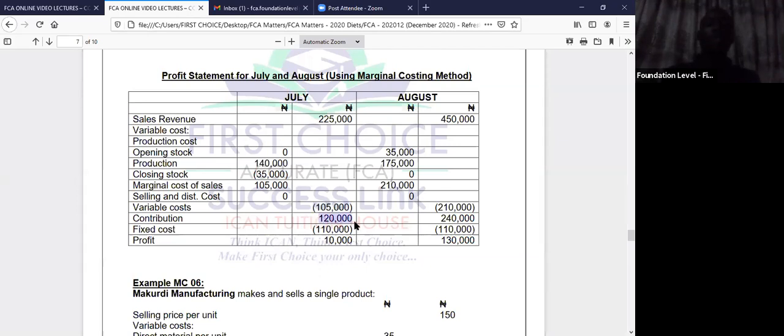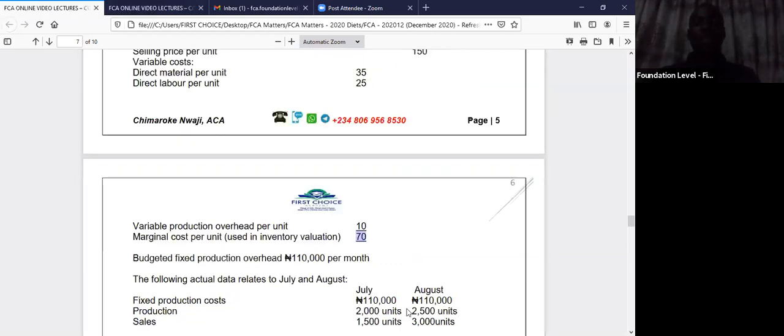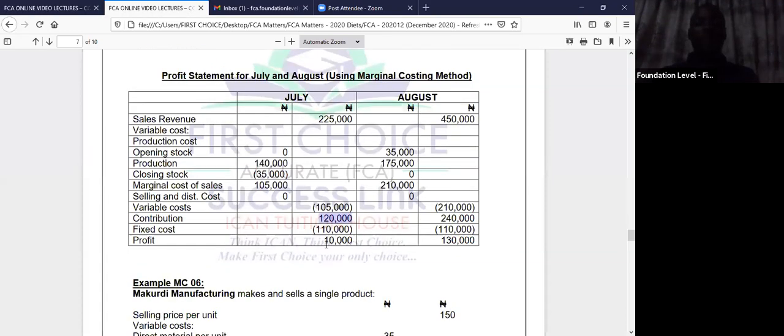Now this contribution is your total contribution. You were told in the question that your fixed cost is 110. So you remove 110, your profit is 10,000 naira. Now that's all for July. You now go to August.